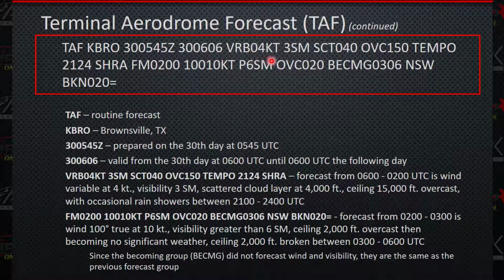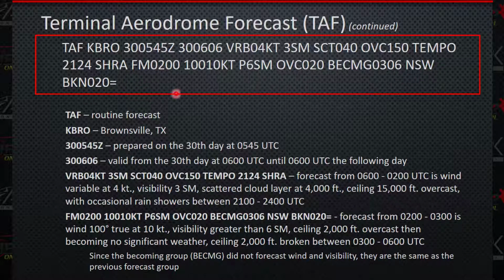The winds are variable at 4 knots, 3 statute miles, scattered at 4,000 feet, overcast at 15,000 feet. Now, temporarily, between 21Z and 24Z, they have rain showers. From 0200Z, the winds are going to be 100 at 10 knots with greater than 6 statute miles, overcast at 2,000, becoming between 03 and 06Z, no significant weather, broken at 2,000 feet.